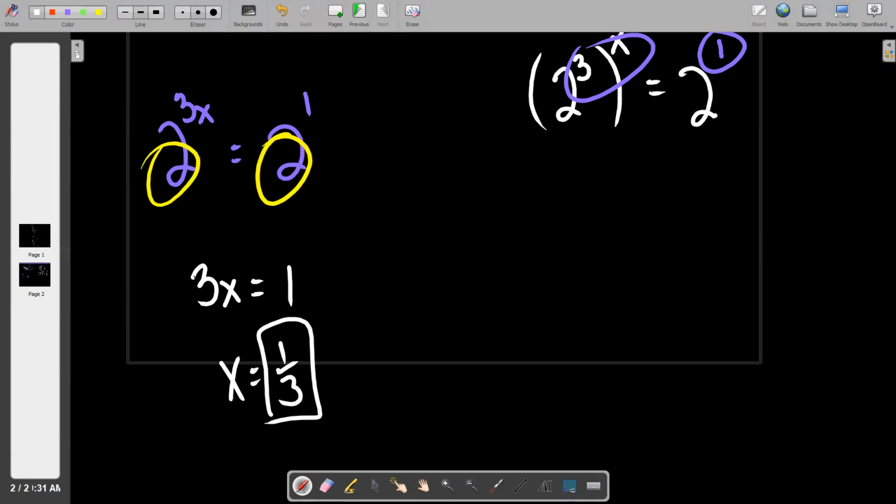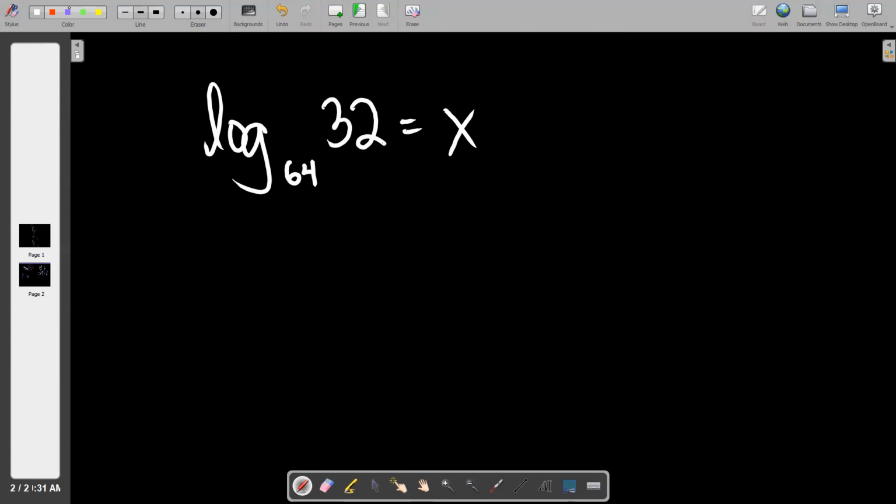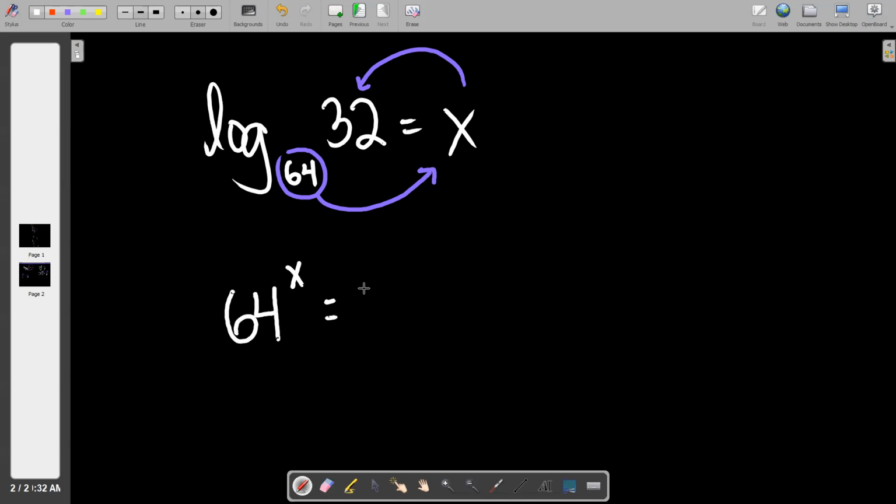Let's try again. Log base 64 of 32. What's my power strategy? What am I going to do first? Put equals x. And now we're going to water cycle this up and out. So we're going to take this to the this equals this. You're going to literally write out the result of those purple arrows as an exponential equation. So let me get this straight. 64 to the power of x must equal 32.